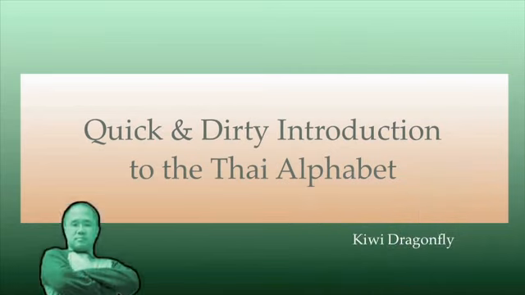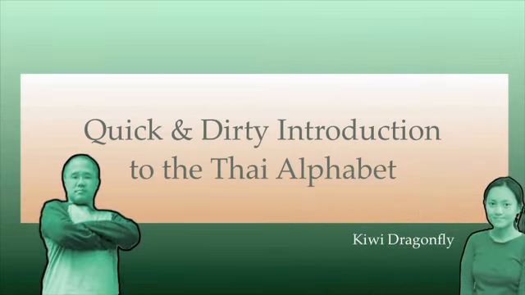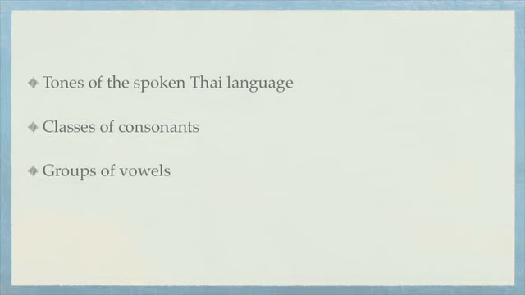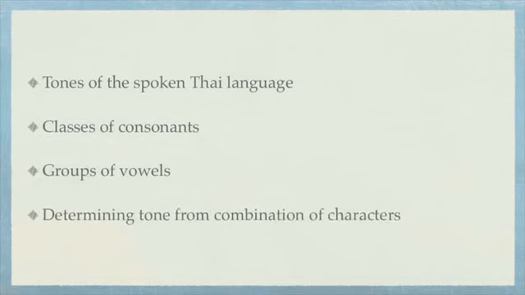In this lesson, we'll get you well enough oriented with the Thai alphabet to go out and start memorizing the characters. We only want you to remember these 4 things that we'll help you with in this lesson. We want you to know the 5 tones of the spoken Thai language, the 3 classes of consonants, the 2 categories of vowels, and what's used in order to determine the tone of a syllable.